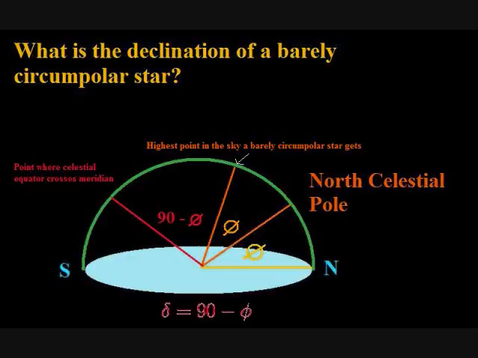And that's the definition of declination, because remember, declination is the angle with respect to the equator. So the declination of a barely circumpolar star is 90 degrees minus the latitude.